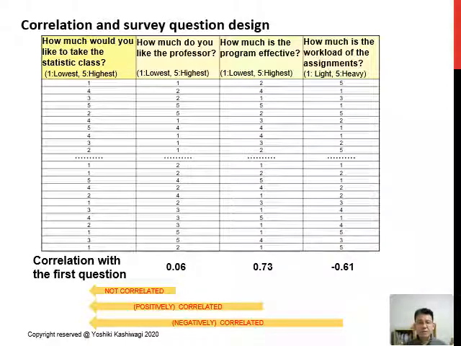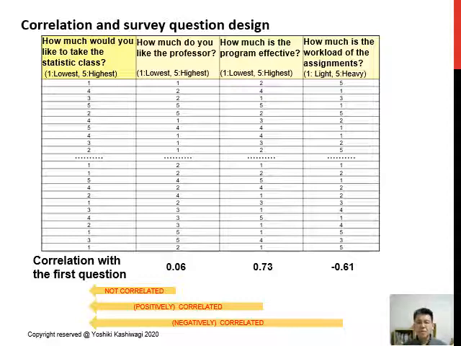You can say the second question, how much do you like the professor, doesn't have any high correlation with the first question. That means whether you like the professor or not does not affect the result of the first question. So it doesn't matter how much you like the professor in order to decide whether to take this statistics class or not.